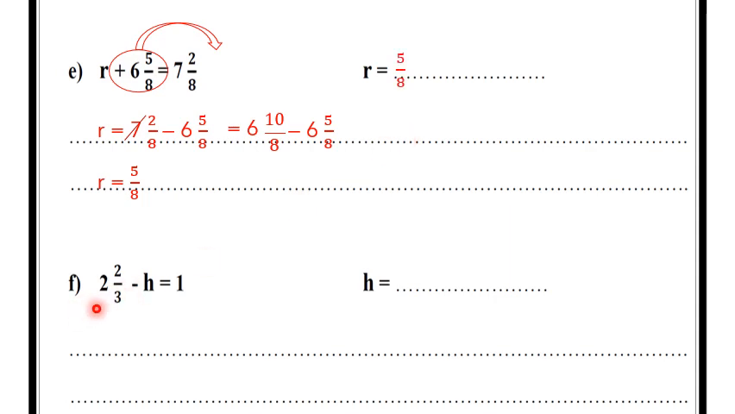The last one, 2 and 2 over 3 minus H equals 1. This is the special case because the variable is in the middle with the minus. So I switch between H and 1. It will be 2 and 2 over 3 minus 1 equals H. Now 2 minus 1 equals 1, and 2 over 3 will be the same. So H equals 1 and 2 over 3.